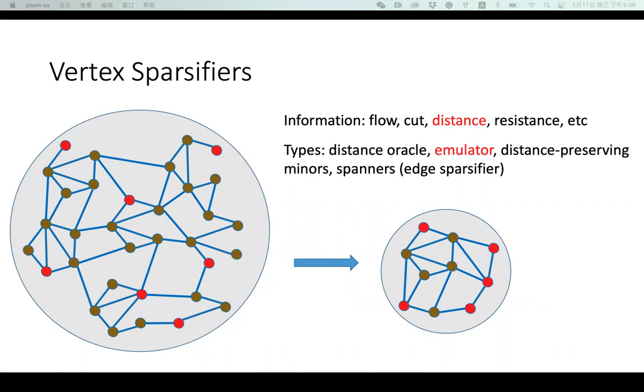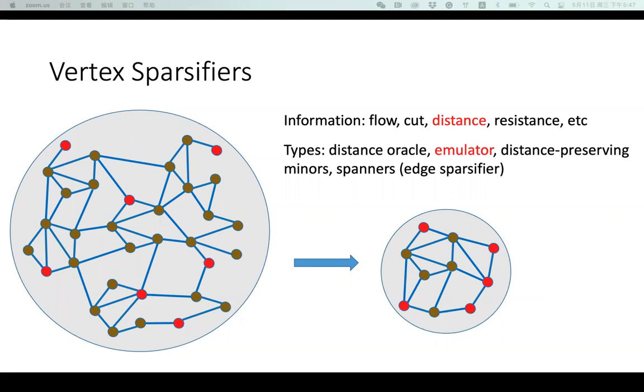For example, if we fix the set of vertices and allow the set of edges to be smaller, then what we are getting is actually an edge sparsifier. If we really allow the set of vertices to be smaller, so instead we do not fix the original set of vertices, instead we compute a smaller graph on a smaller set of vertices, then what we're getting is called a vertex sparsifier. The focus of this talk is vertex sparsifiers that preserve distances, and in particular, the emulators.